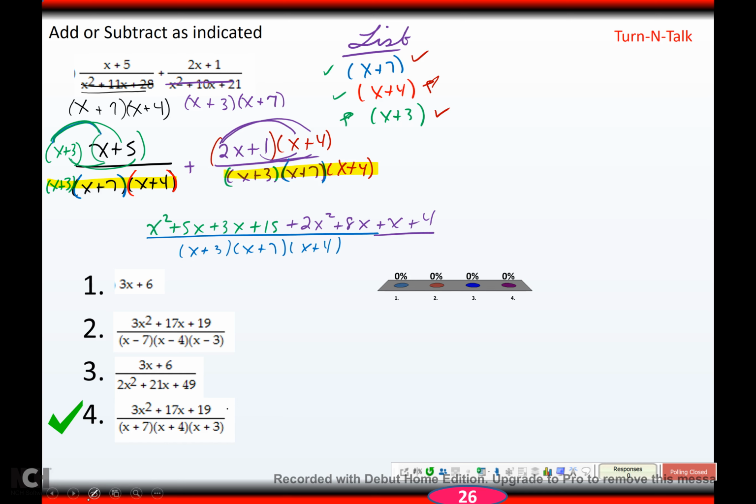So now on top, I'm going to combine like terms. X squared plus 2x squared is 3x squared.